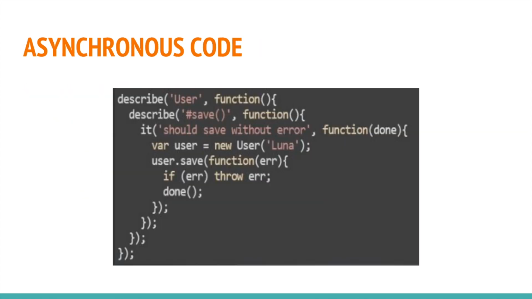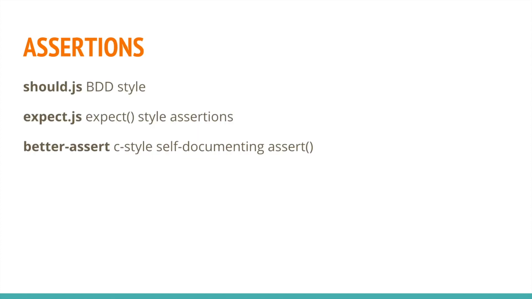Now this is an asynchronous code. Testing asynchronous code with Mocha is very simple. You simply invoke the callback when your test is complete by adding a callback to the it function. Mocha will know that it should wait for completion. These are the assertions: should, expect, and assert.